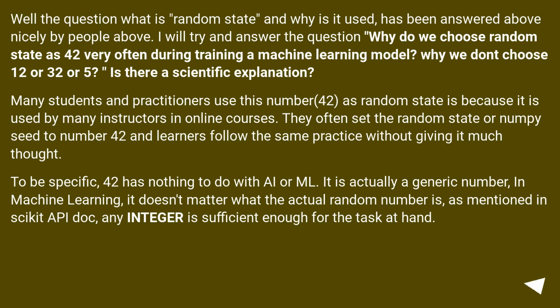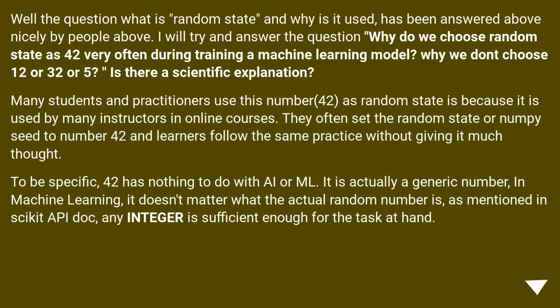Well, the question what is random state and why is it used, has been answered nicely by people above. I will try and answer the question why do we choose random state as 42 very often during training a machine learning model. Why we don't choose 12 or 32 or 5?